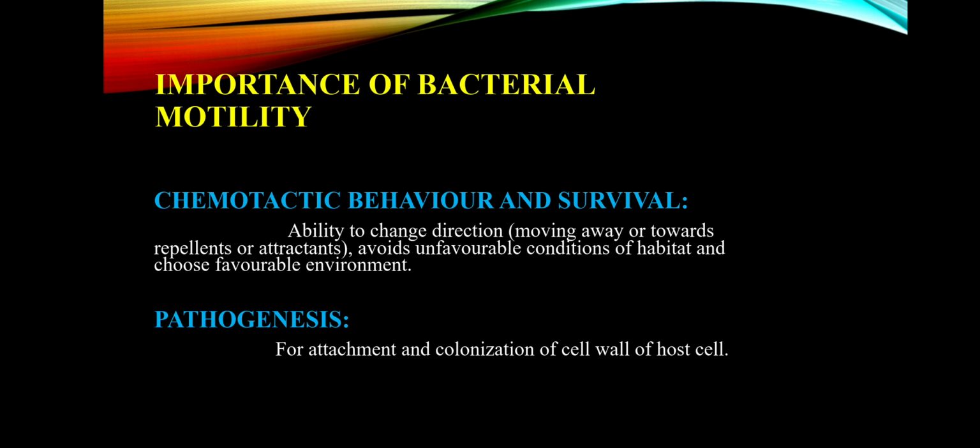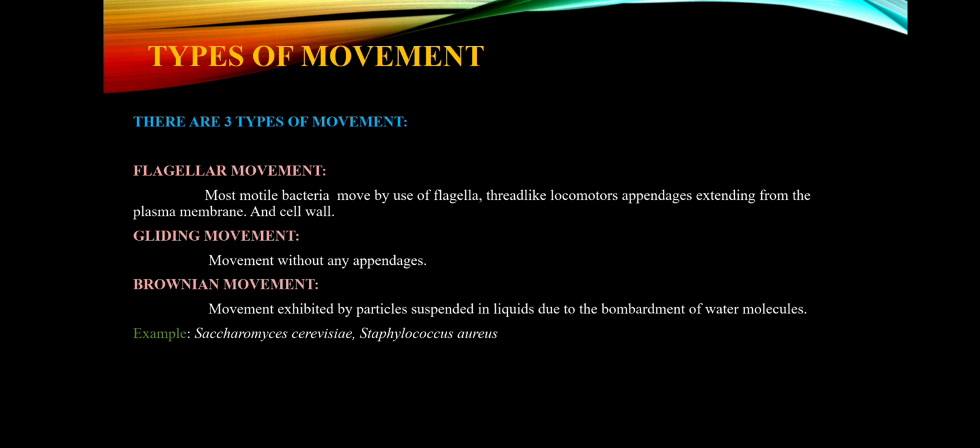Importance of bacterial motility: chemotactic behavior and survival. The ability to change direction, that means moving away from repellents or toward attractants, avoids unfavorable conditions of the habitat and chooses a favorable environment. Next, pathogenesis: attachment and colonization of the cell wall of the host cell.